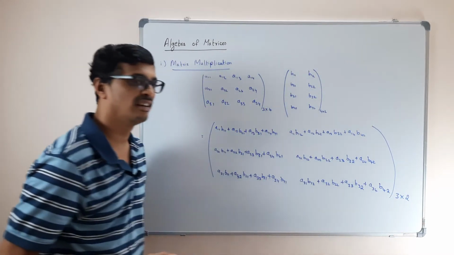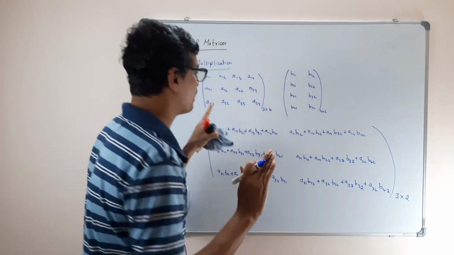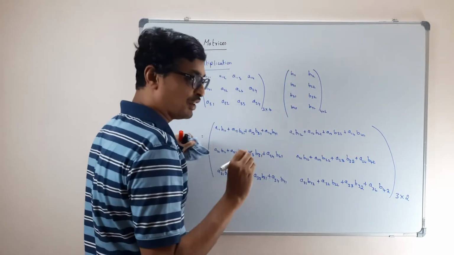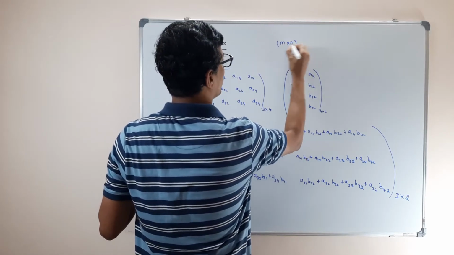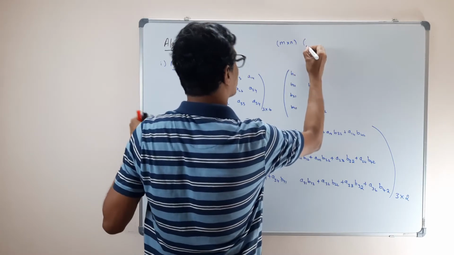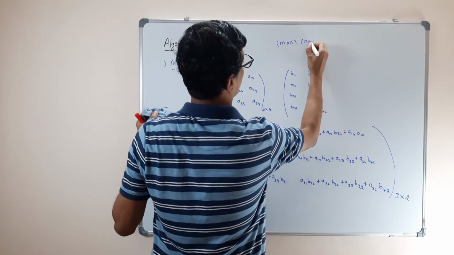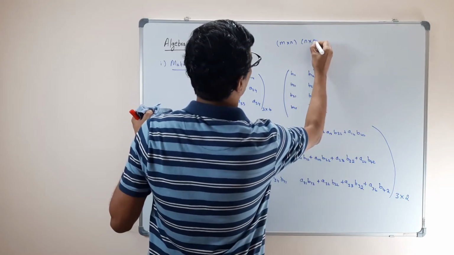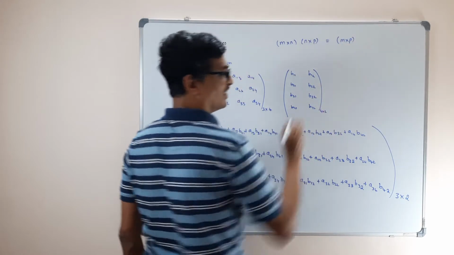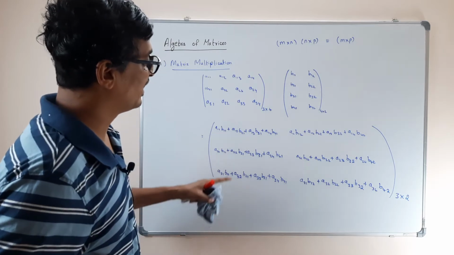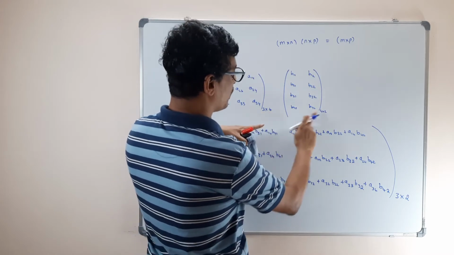Can you see a pattern? If I give you a matrix M cross N, and I multiply it with another matrix of N cross, say, P, the resultant matrix will be M cross P. Okay, and there's one interesting thing here.